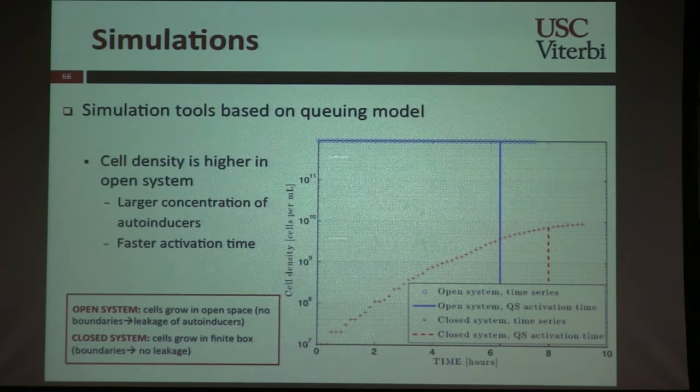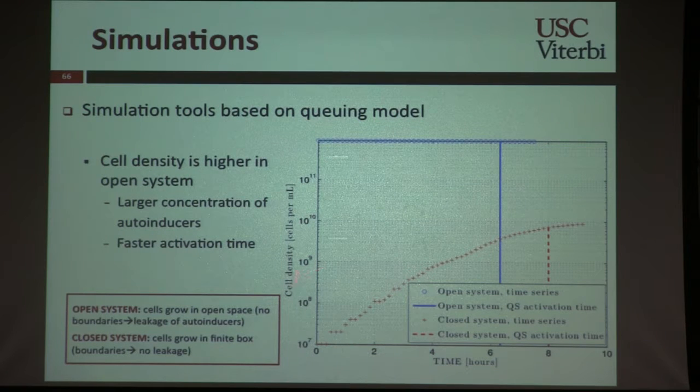For reasons that are still not completely clear to me in terms of the interactions of these systems, cell density in an open system tends to be higher than in a closed system. In a closed system, nobody can go anywhere, and in an open system, things can leak out. This higher cell density leads to a larger value of autoinducers, and as a result, quorum sensing is invoked sooner in the open system than in the closed system.